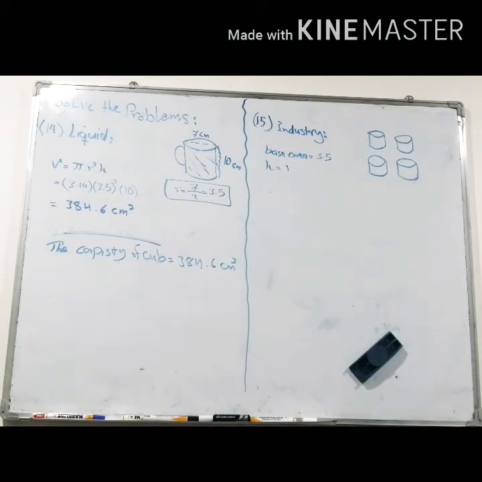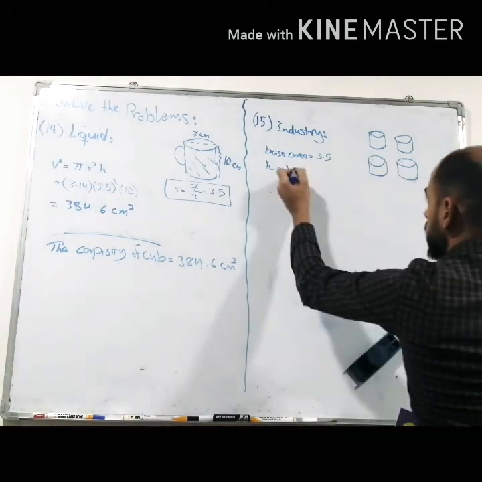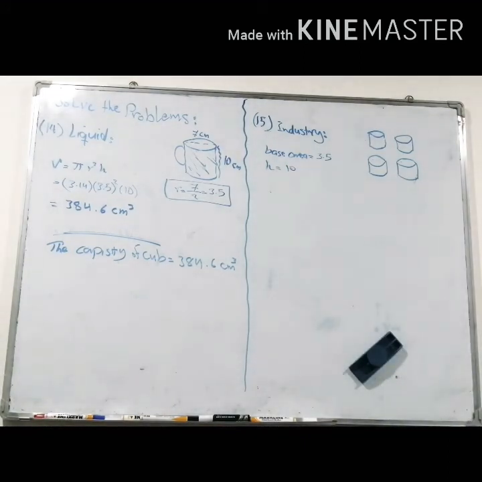The shape is a cylinder, okay? And the base area is 3.5 and its height is 10 centimeter. You want to find the required area of the metallic plate that will be used to make the 4 cylindrical cans.